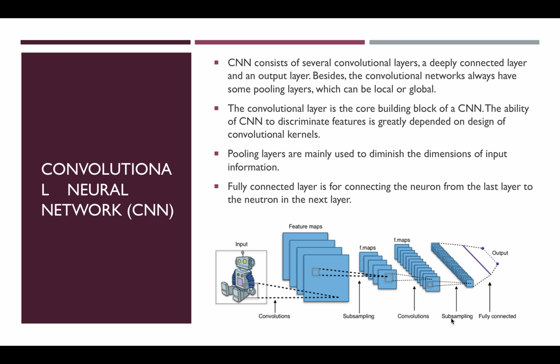Pooling layers are used to reduce the dimensions of the input information, and a fully connected layer is used for connecting the last layer to the next layer. The output layer is used for outputting the results.